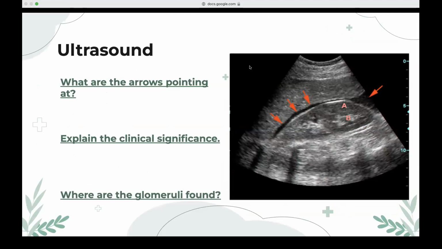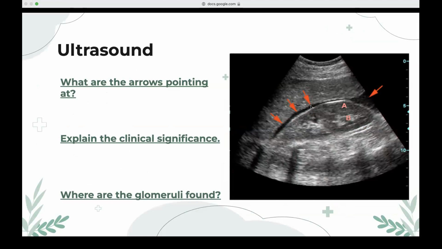Okay, can anyone tell me what the arrows are pointing at here? Does anyone know? Renal capsule. Not quite. This is the renal capsule, but the arrows are pointing at something here. This black space.